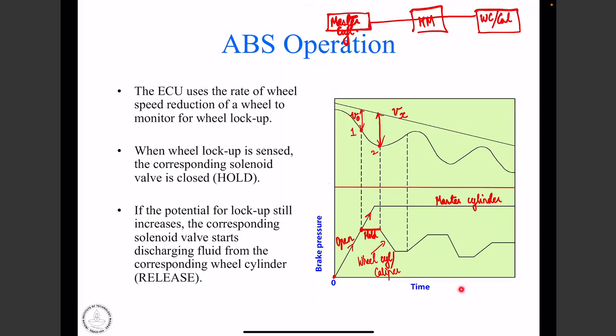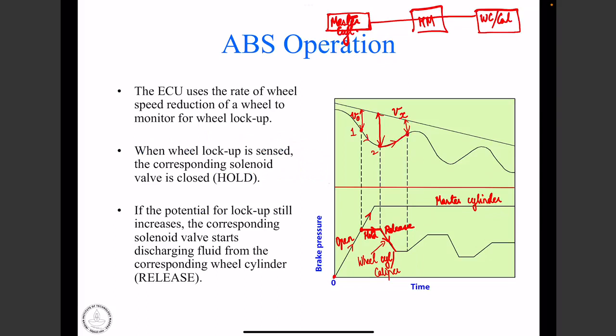That is why the gap between Vx and V0 is increasing. So what happens is that the ABS goes into the release mode. We can see that the caliper or wheel cylinder pressure is then released. Consequently, the braking pressure is reduced, and as a result, the wheel starts spinning faster. So when the wheel spins faster, the gap between Vx and V0 reduces, and my lambda comes closer to the peak region.